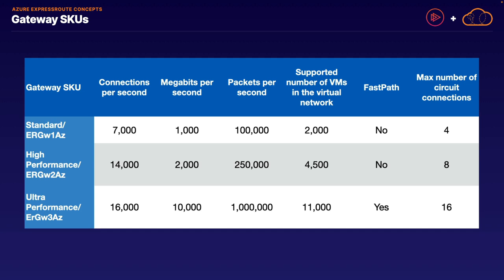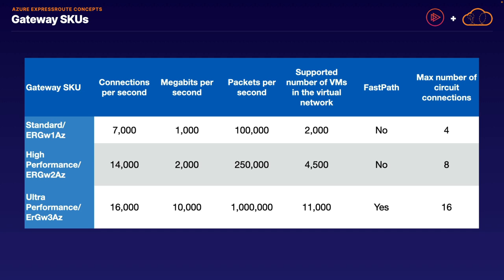Two things I wanted to focus on for the moment, though, is that for our highest tier SKU, in other words, the ultra performance, notice underneath our FastPath column near the right side, we can see that our ultra performance SKU enables FastPath, whereas the other 2 do not. We'll talk more about FastPath in a later lesson. So again, another bit of a preview for now.